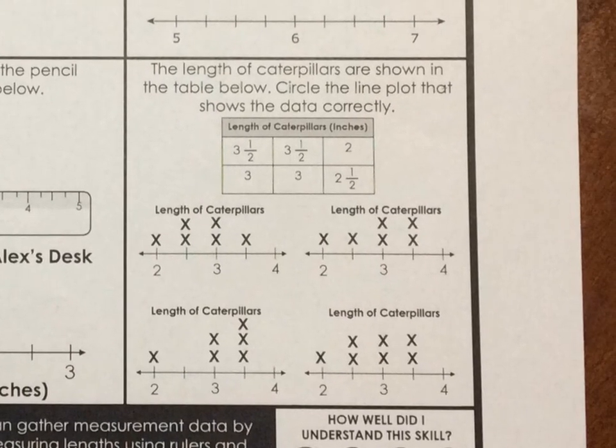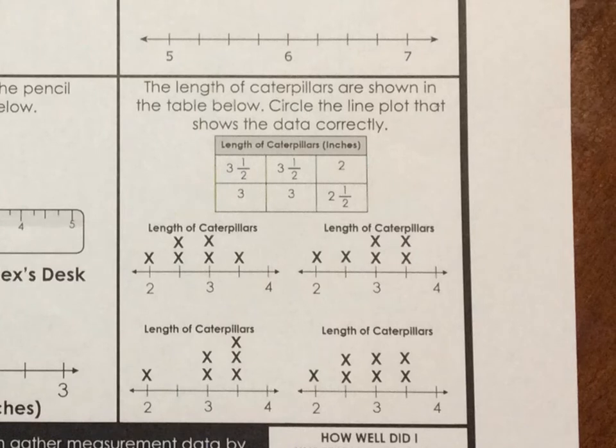All right. Now let's look at the last one. The last one says the length of the caterpillars are shown in the table below. Circle the line plot that shows the data correctly. Okay, so you just have to circle, guys, whatever one is correct. Take the data that they give you here, check out this one here, this one here, and this one. So there's 4 line plots there that you guys need to check out to see which one matches this perfectly. Okay? All right, well, that's today's math lesson.